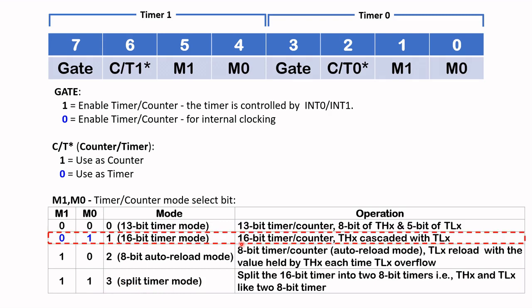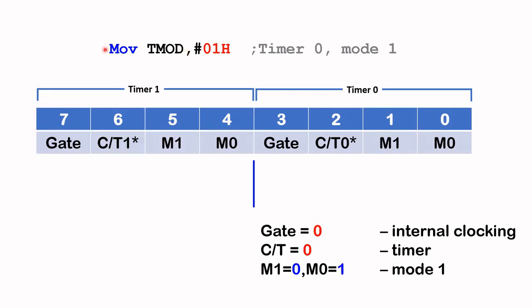Now, in this video, we are concerned with this mode 1. We'll be operating it in the 16-bit timer mode. We'll explain that in a few moments. Now, to program the TMOD, for this example, I'm going to copy 01 hex to TMOD. What that translates in binary would be this. So I'm not using timer 1, so everything is set to 0.